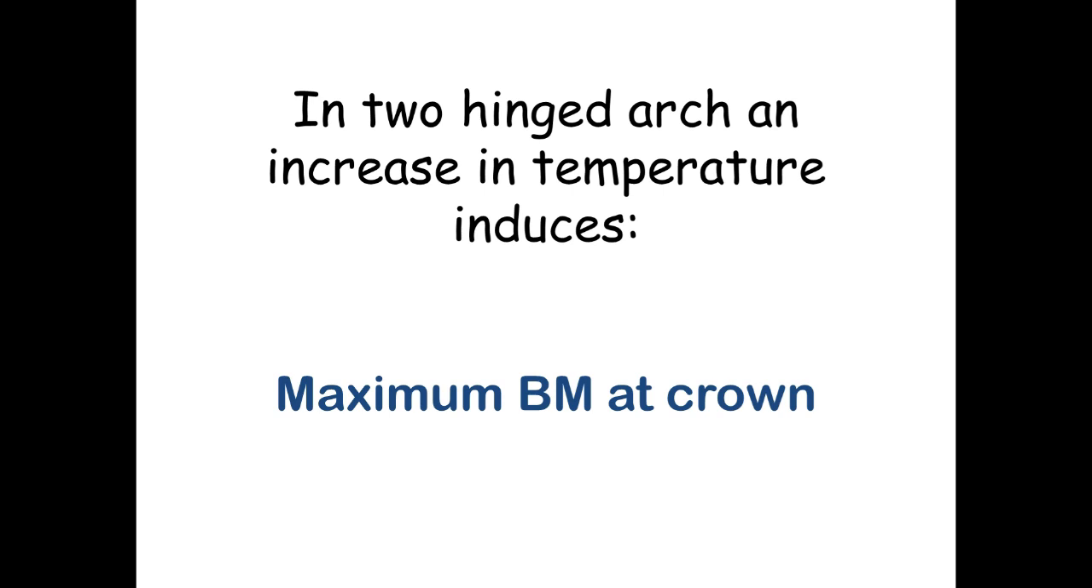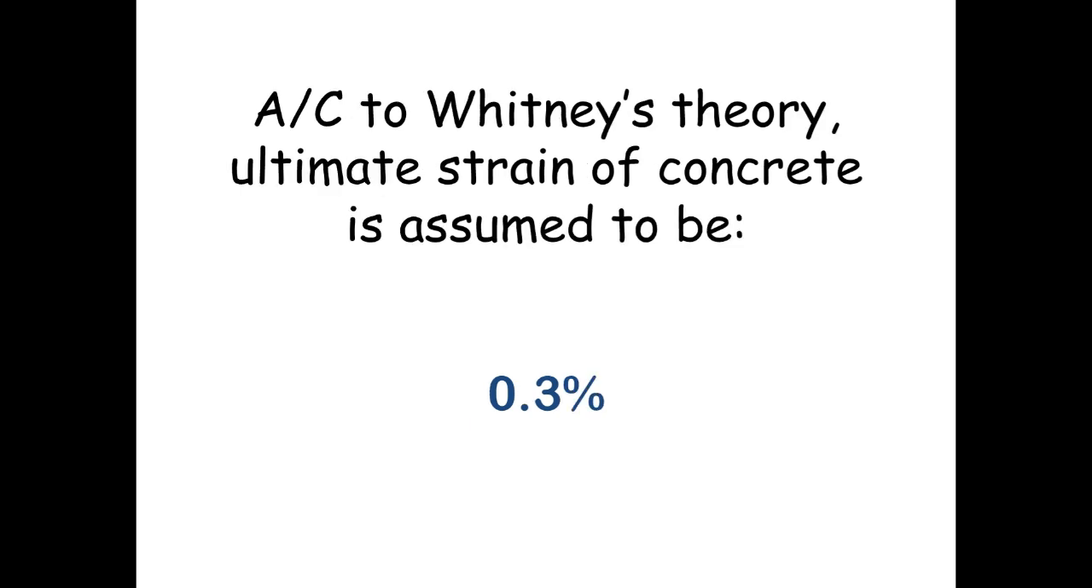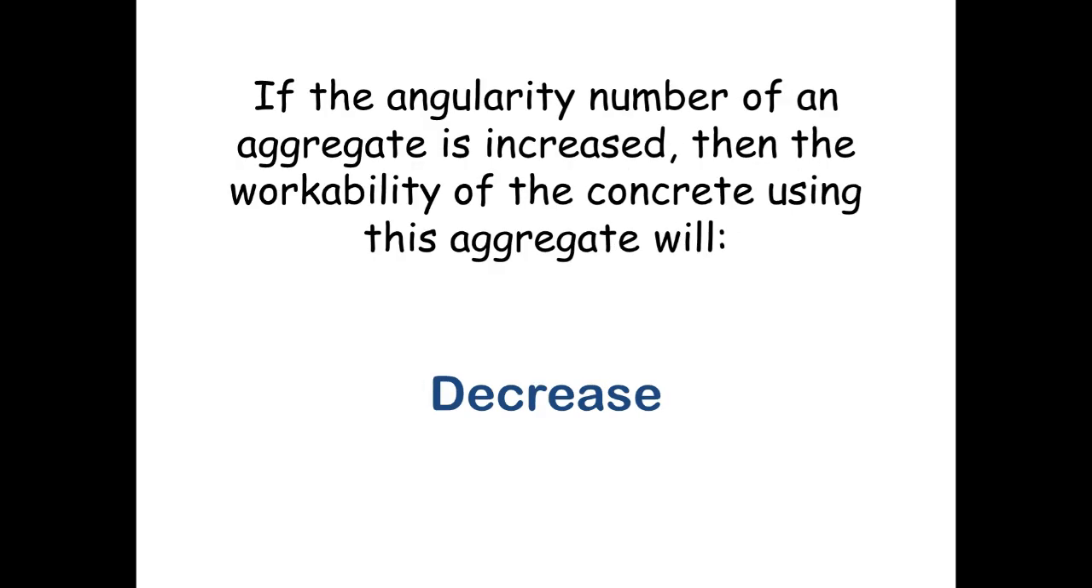In two-hinged arch, an increase in temperature induces maximum bending moment at crown. Approximate value of shrinkage strain in concrete is 0.0003. According to Whitney's theory, ultimate strain of concrete is assumed to be 0.3%. If the angularity number of an aggregate is increased, then the workability of the concrete using this aggregate will decrease.